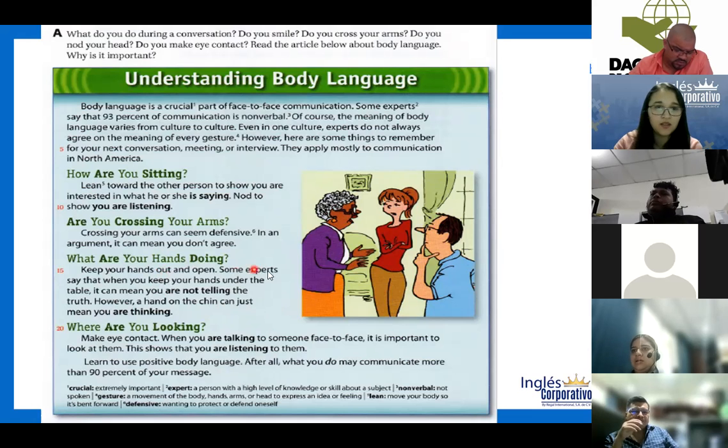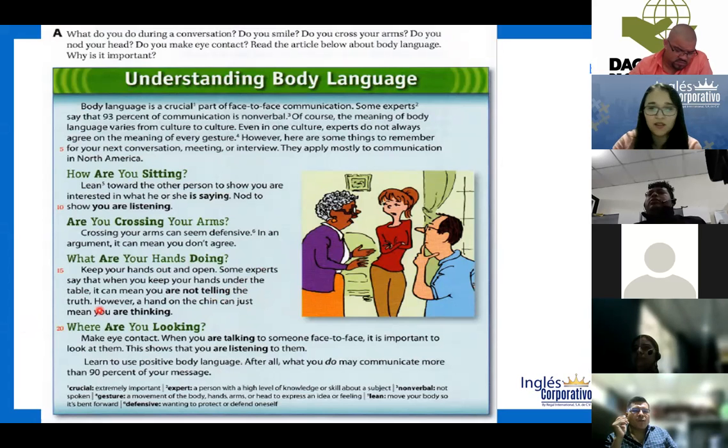So we have here the movement of our hands. What is the meaning? It says that when you have your hands under, cuando tenemos las manos debajo, some people can think that we are not telling the truth, right? And when you have your hands like this, it means you are thinking, so que estamos pensando in something or thinking about the answer. Okay, so let's go with the next one.